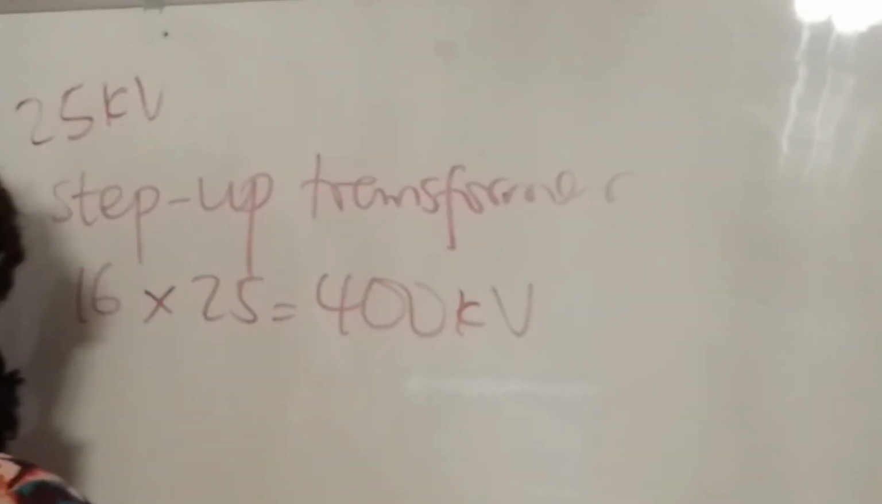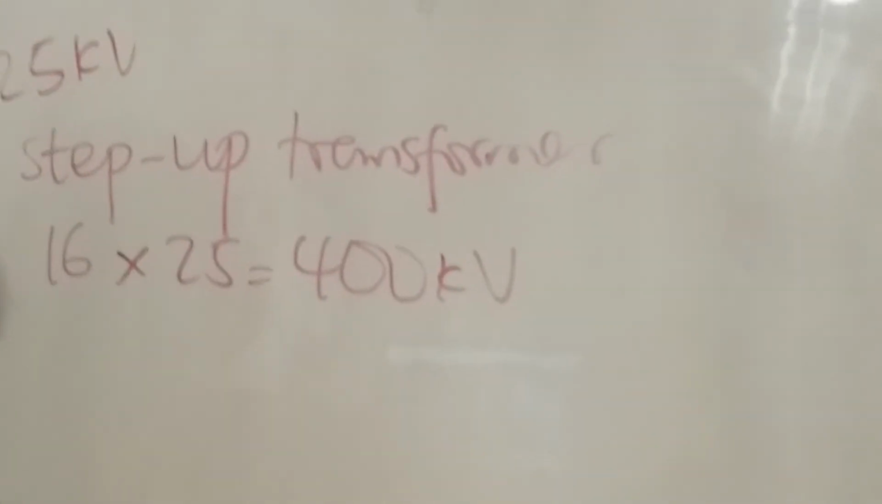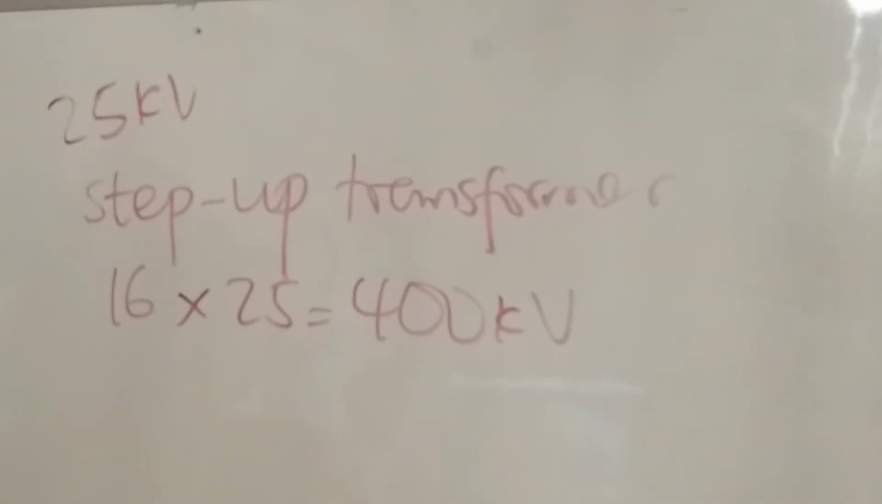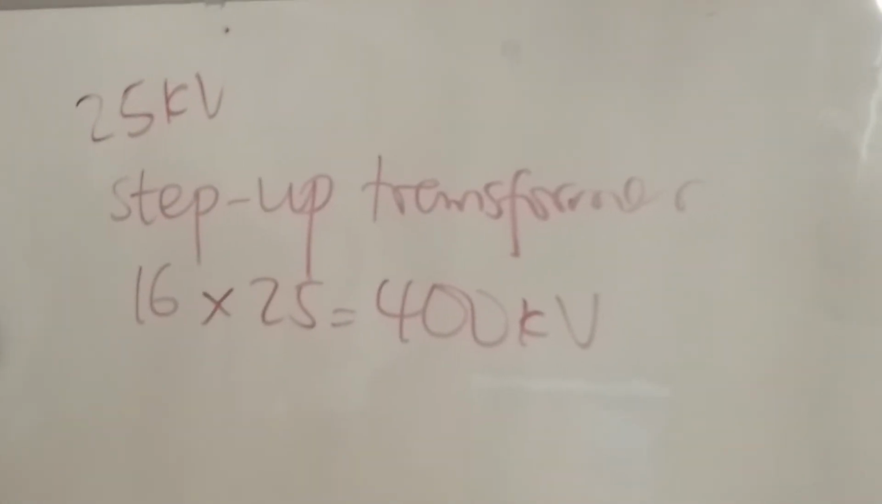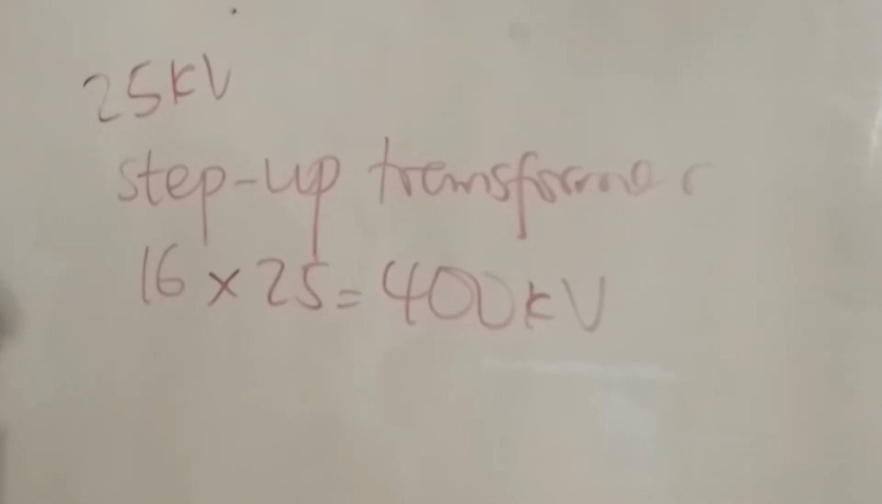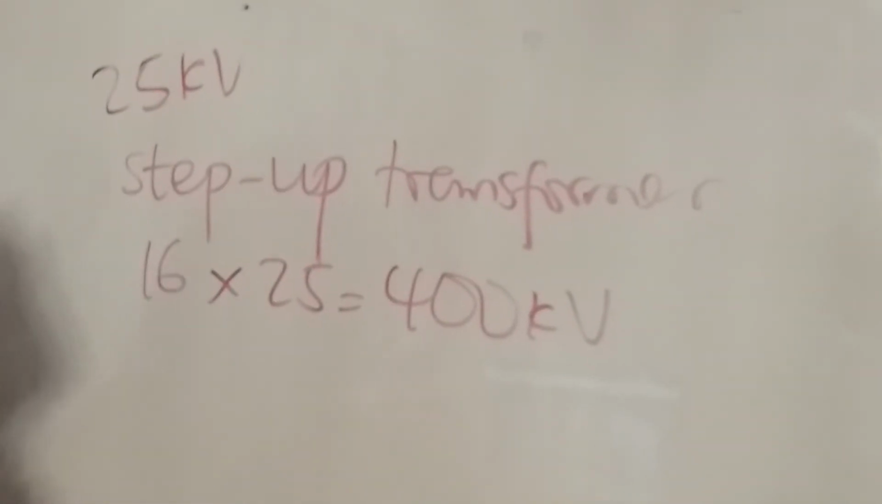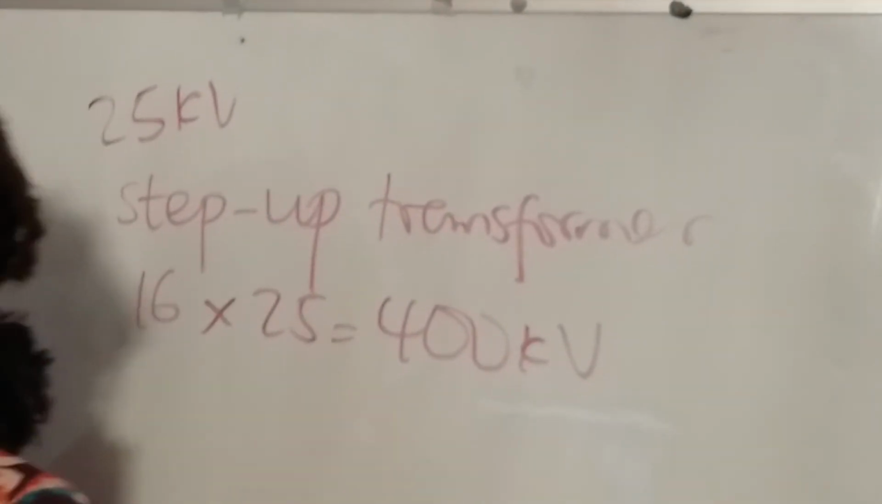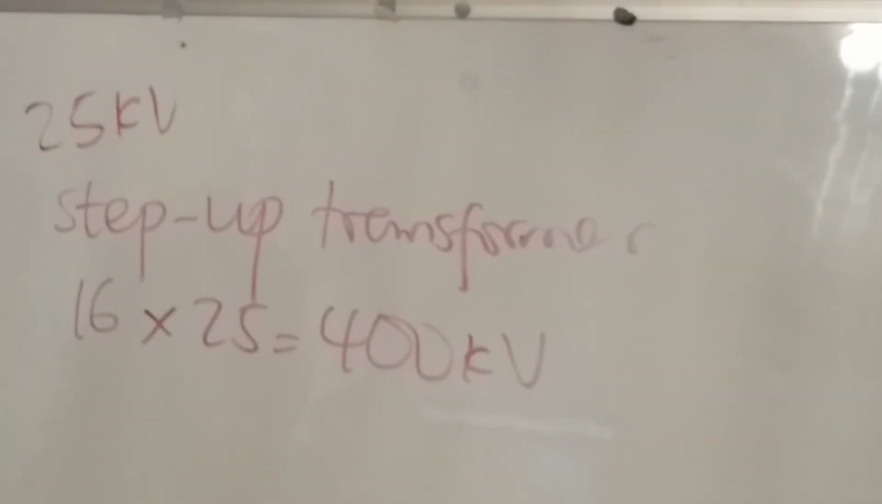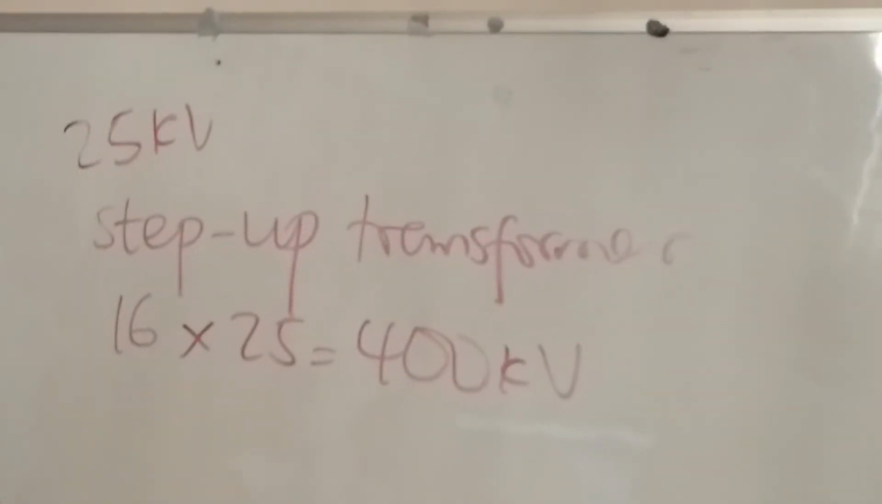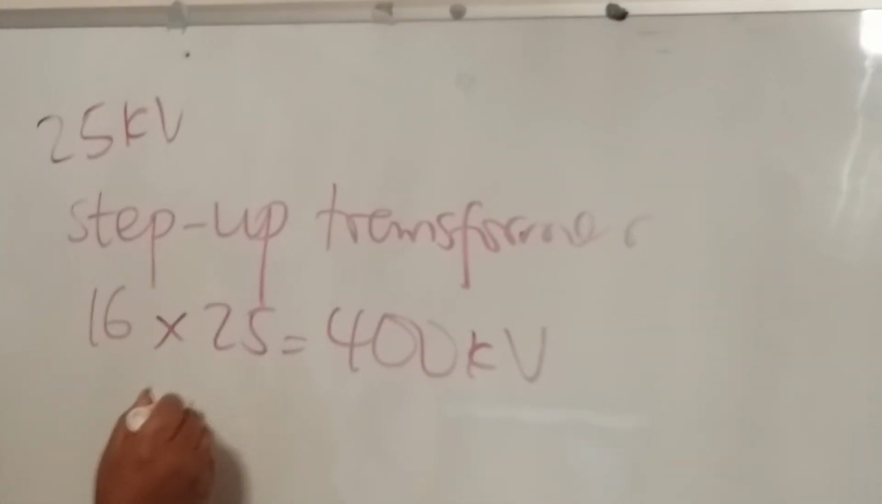So because of that, it has to push it at very high pressure to get to homes. So when it gets there, you then need a step down transformer. So that step down transformer would ensure that it drops it down to 2.